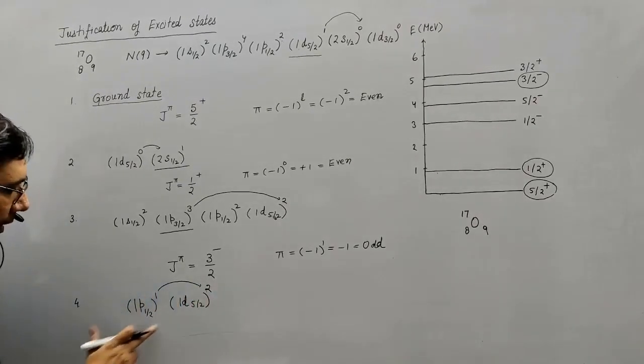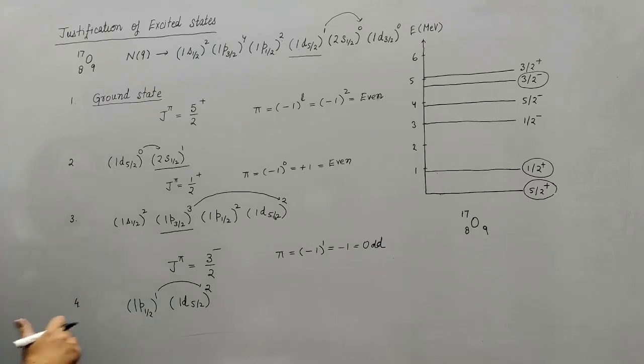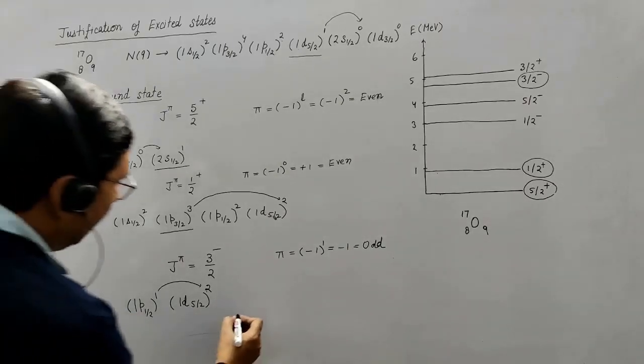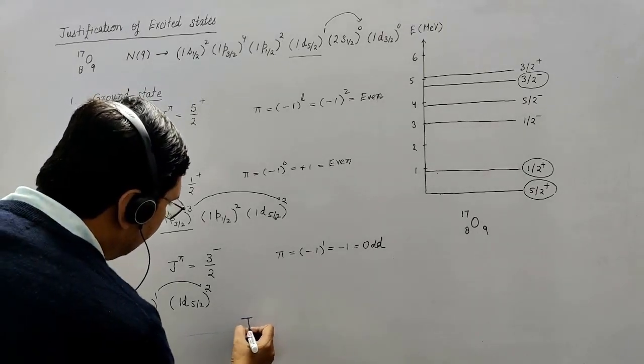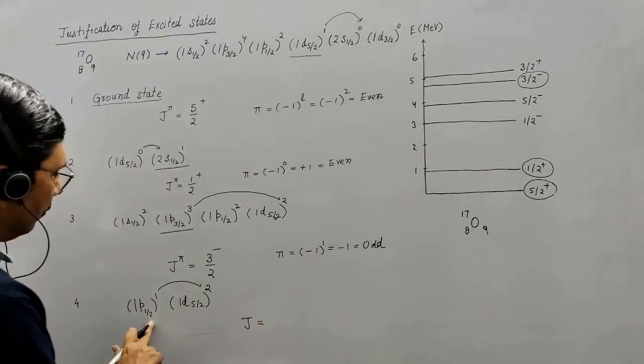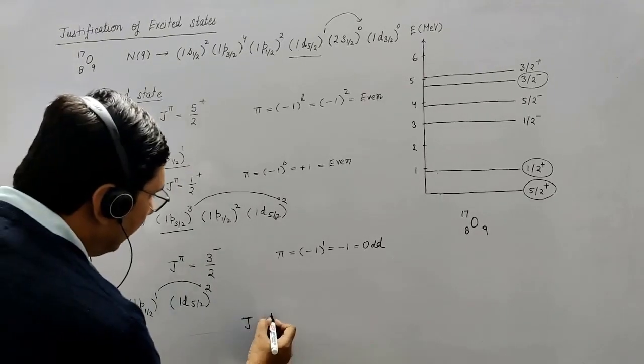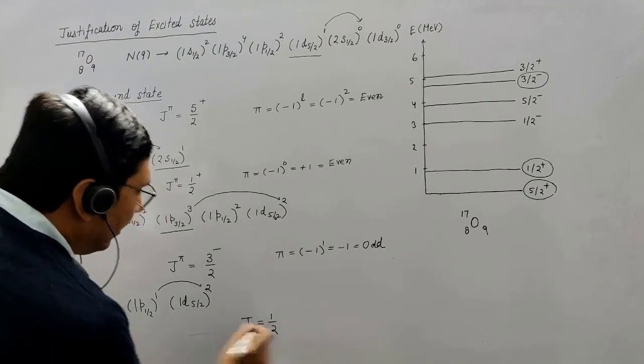Now they are paired up, and this is the unpaired one. This unpaired one will be responsible for the angular momentum spin. So what will be the angular momentum spin here? This will be J equal to 1 by 2. So J will be equal to 1 by 2.